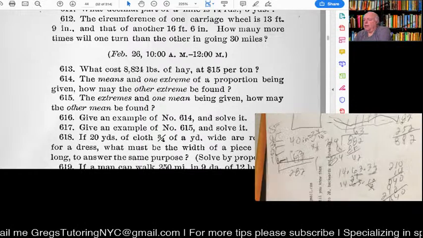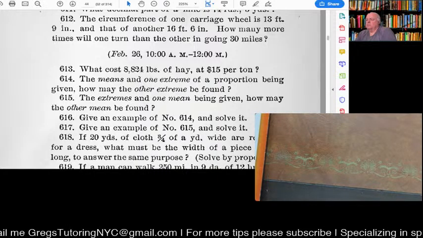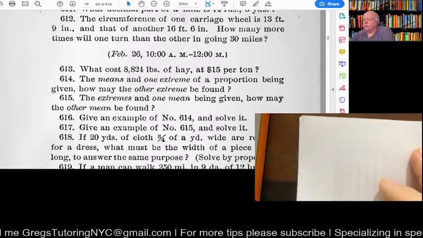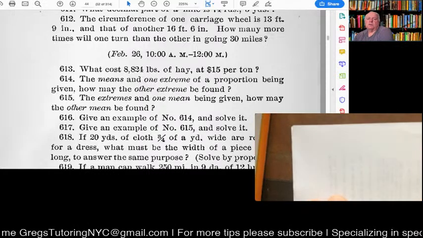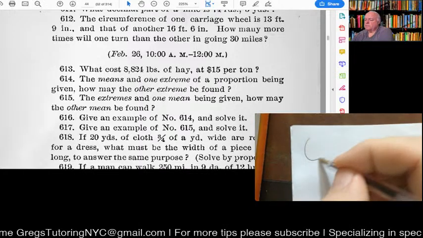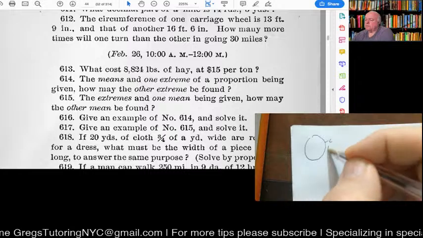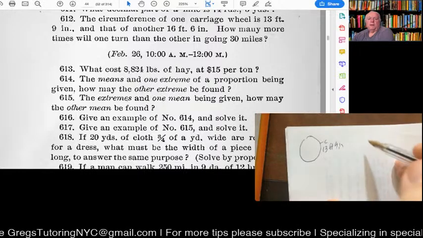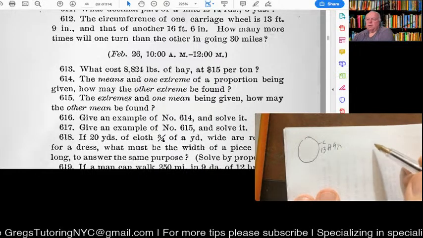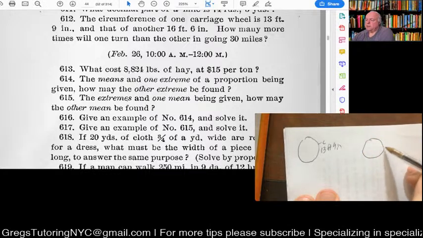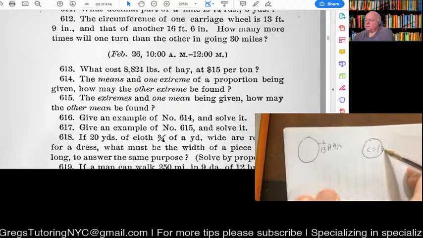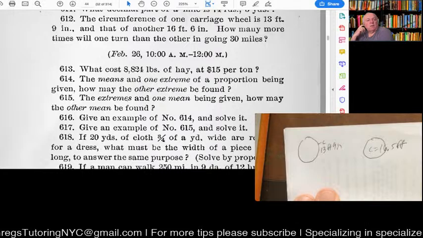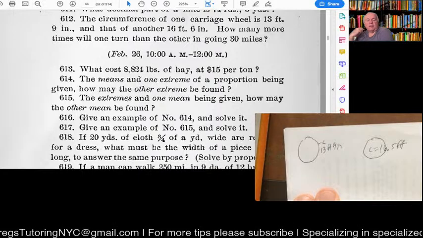All right, so what do we have? We have the circumference of one carriage wheel is 13 feet 9 inches. And we have another wheel that is slightly larger, and its circumference is 16.5 feet. How many more times will one turn than the other in going 30 miles?